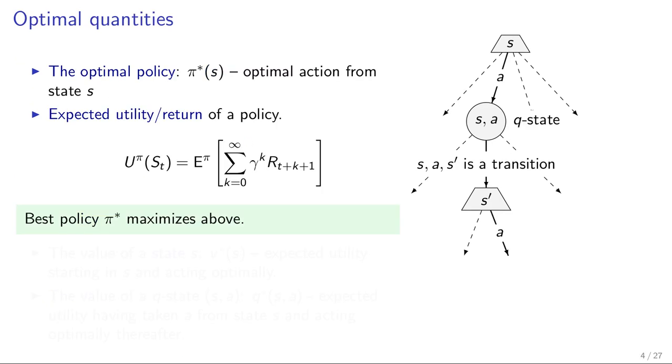So more of this notation. This is the notation for the expected value, which means it's taking the transition probabilities into account. And the best policy, which is denoted with this pi star, maximizes this expected value, or this expected utility.